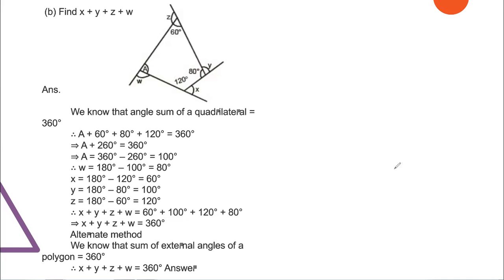So what is the alternate method? Instead of doing so many steps, adding up all these is not needed, because you know that the sum of the external angles will be 360. Therefore, x plus y plus z plus w is equal to 360. So you already know the answer. You just need to check by adding these up. You can directly write 360 instead of adding them.